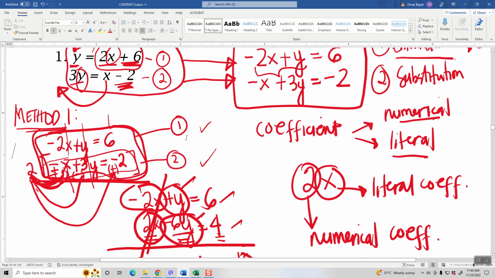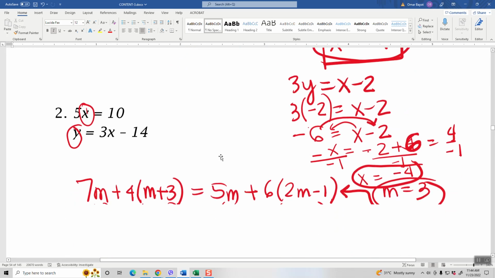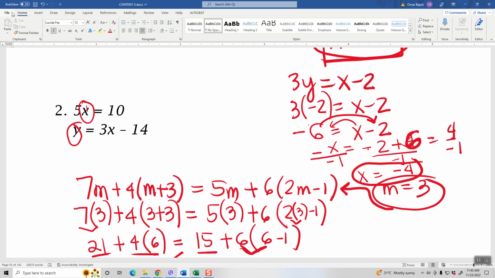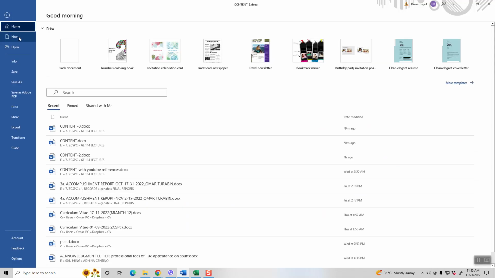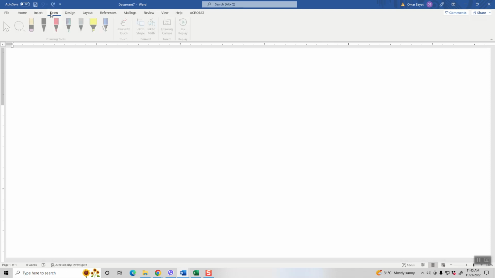Okay, what about method 2? Paano natin isosolve yung method 2? Okay, so for method 2, I'll make a new one. We will try to solve method 2 this way.